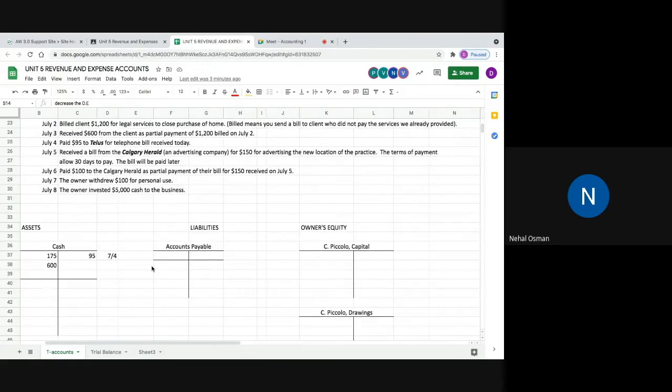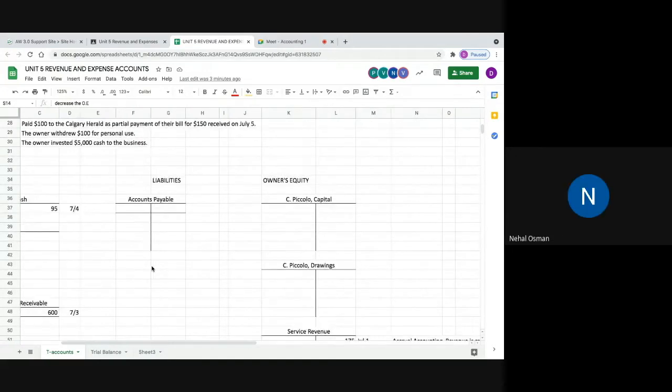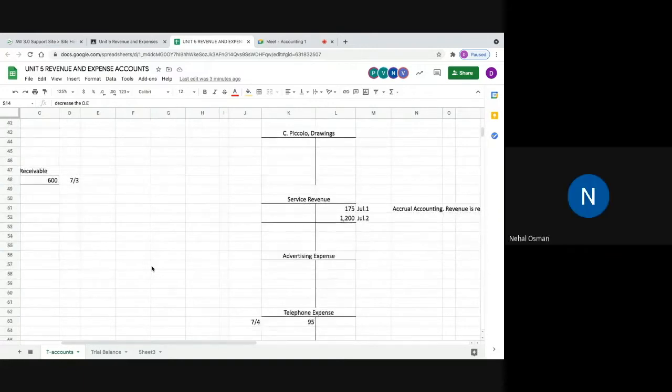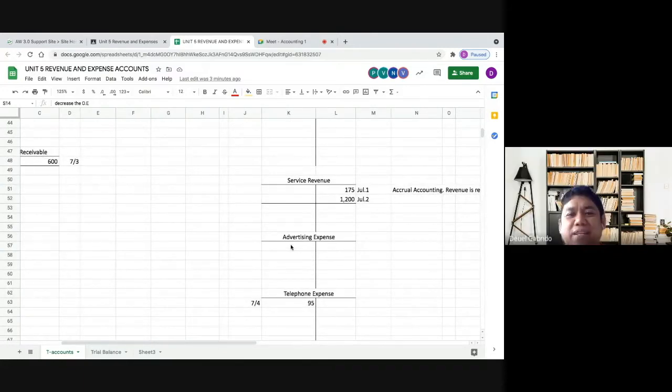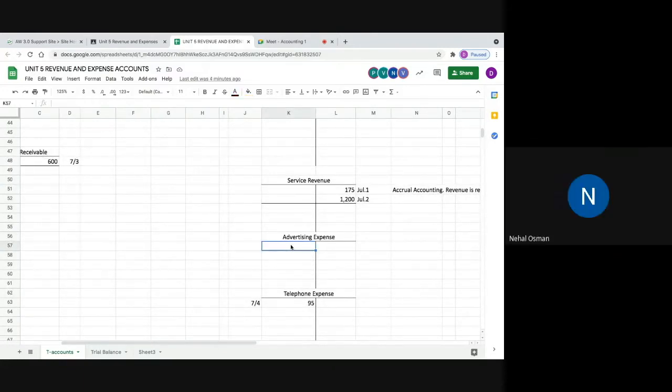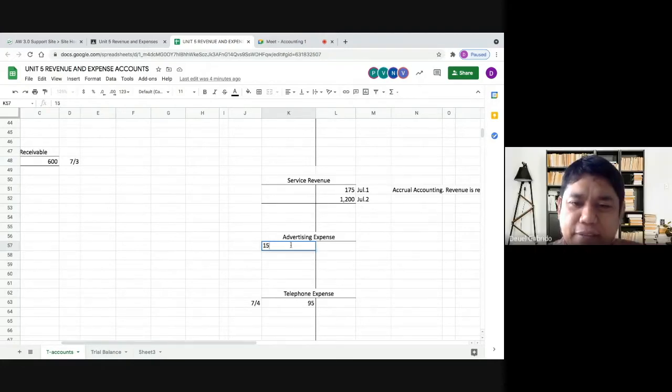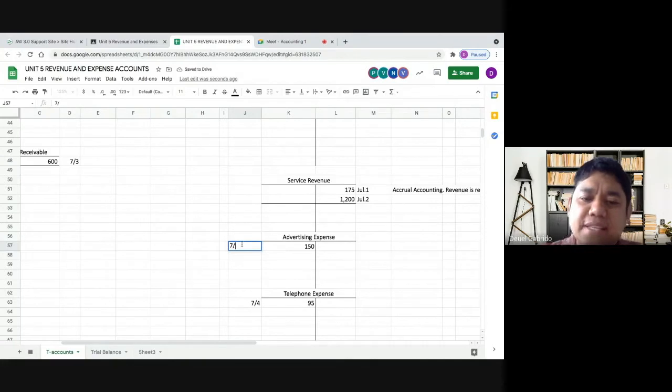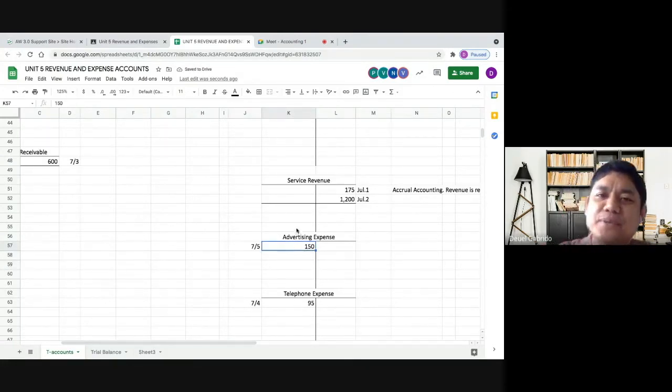It will be expenses. What kind of expense? Advertisement. Very good. So how much is the advertisement again? 150. 150, and this is your July the 5th. So listen to this, guys. For the expenses, it's almost similar to revenue.